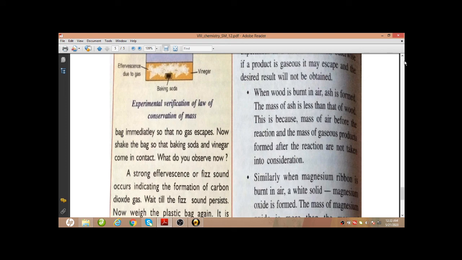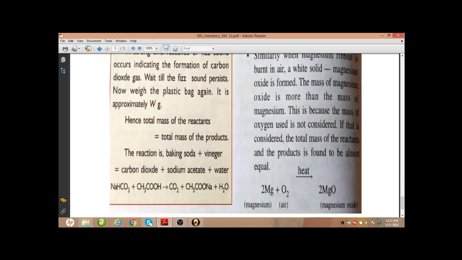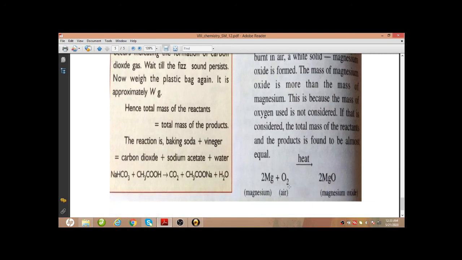Similarly, if we burn a magnesium ribbon in air, we will get a white solid, that is magnesium oxide, MgO, in this reaction. Here we will see that the mass of the magnesium ribbon before the reaction will be less than the mass of the magnesium oxide which is formed after the reaction.